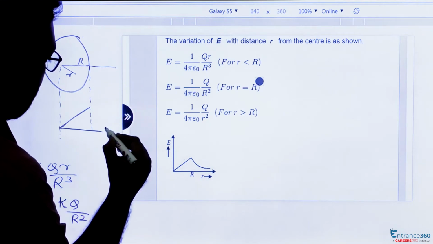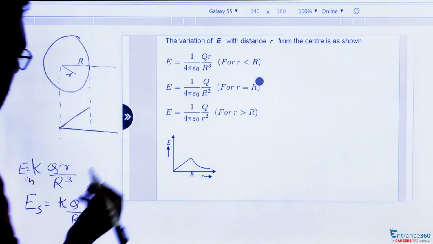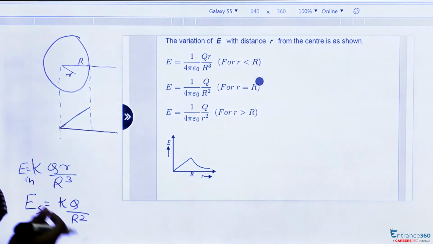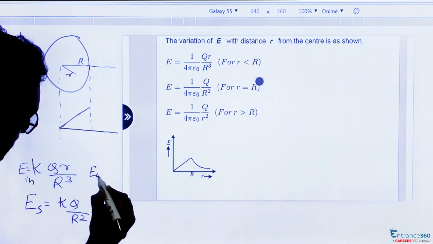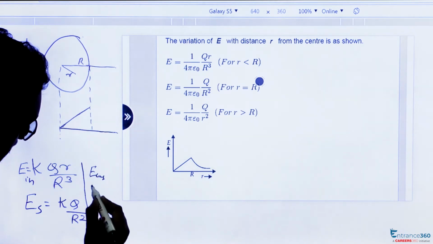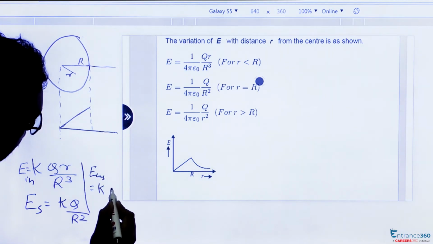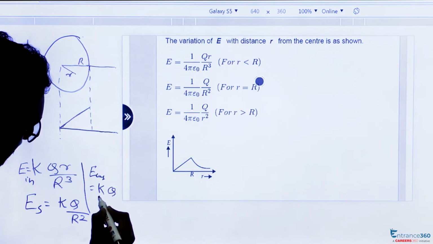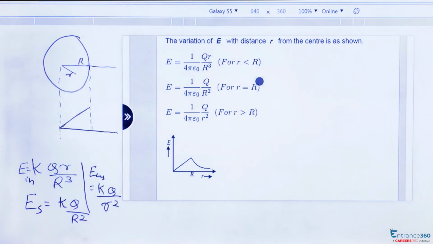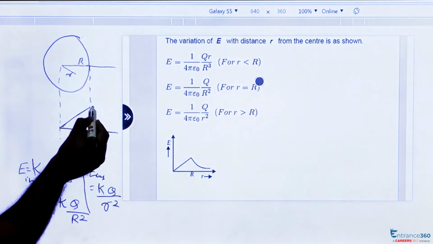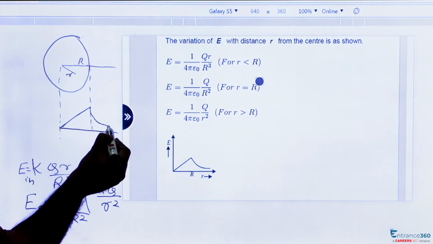And outside the sphere, our electric field will be k q by r square. So the electric field is inversely proportional to the distance square. So it will be changing like this.